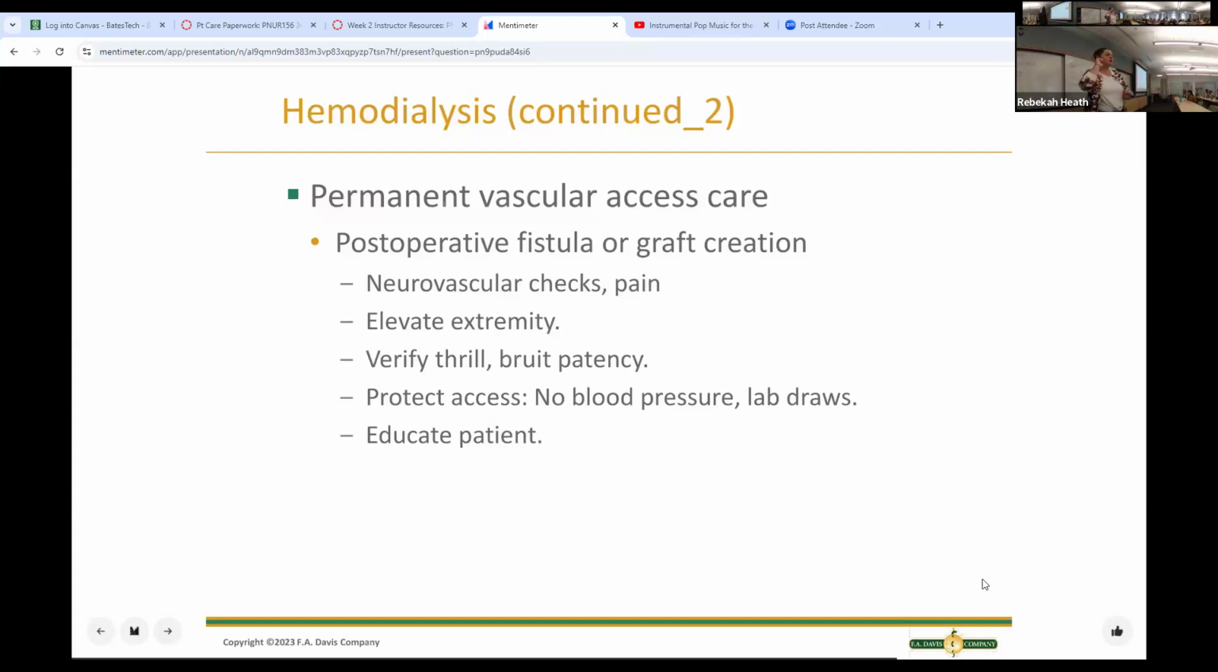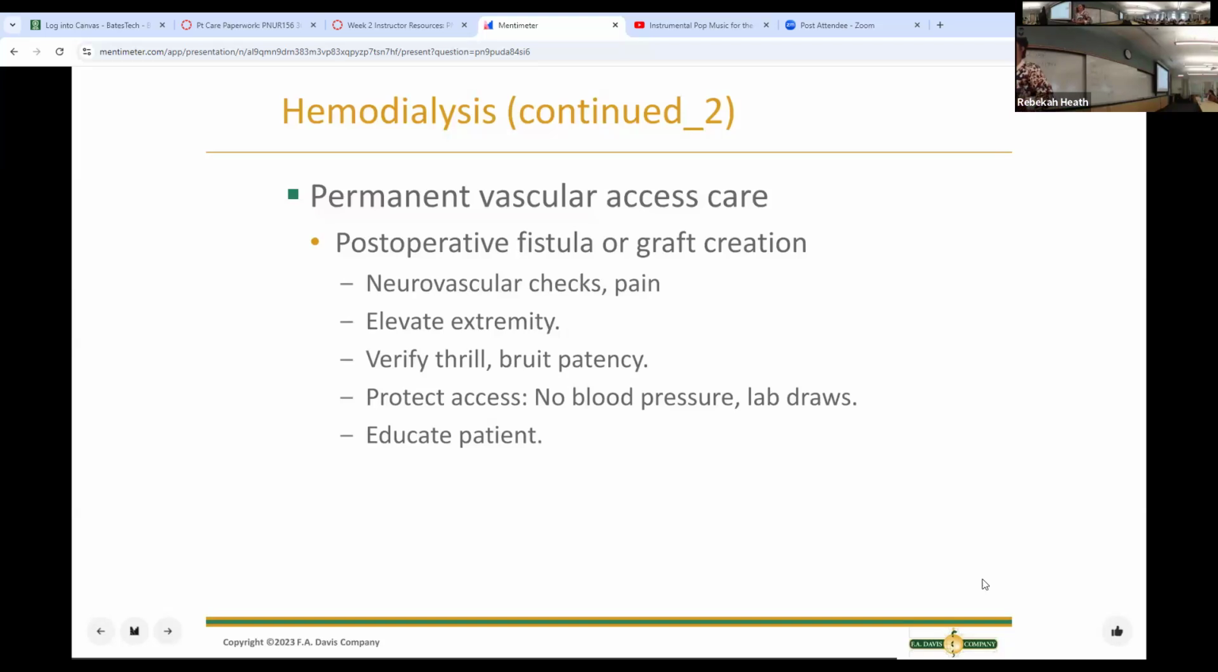The bruit is what you hear. Just like when we talk about head to toe assessments, you might listen for a bruit, like in the carotid arteries. It tells you there's turbulent blood flow. We want to hear a bruit in these fistulas because that tells us there's turbulent blood flow. We want that. We want there to be a lot of blood flow through there.